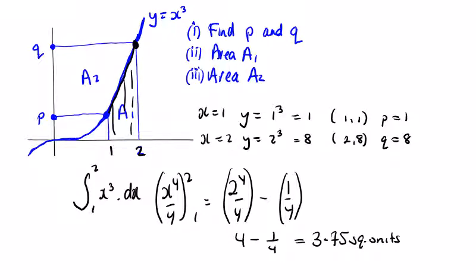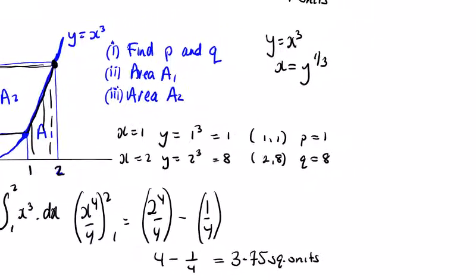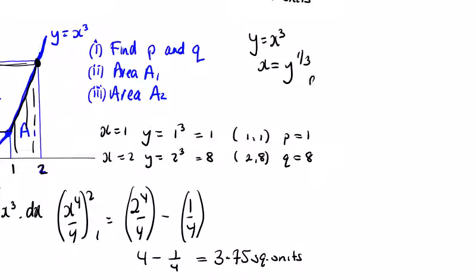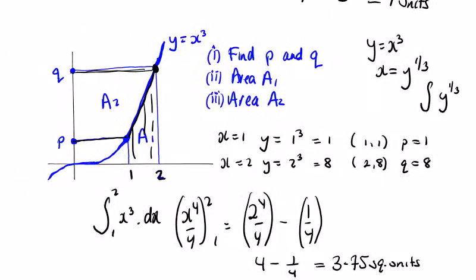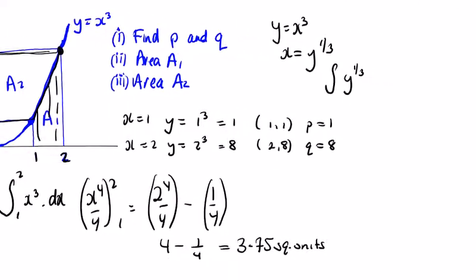Find the area A2. Now if you look at it sideways, this is the area under the curve with what x is equal to. Y is equal to x cubed. So x is equal to y to the power of a third. So we integrate y to the power of a third. We have our values here. We have the p and q. We have 1 and 8.